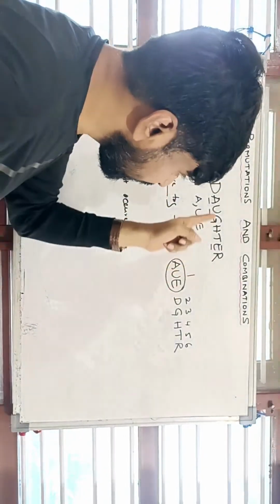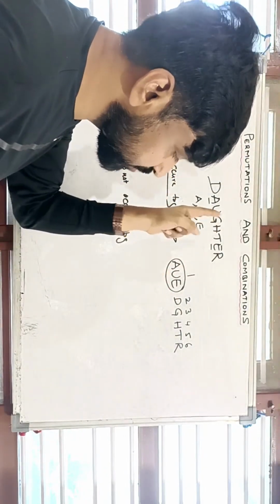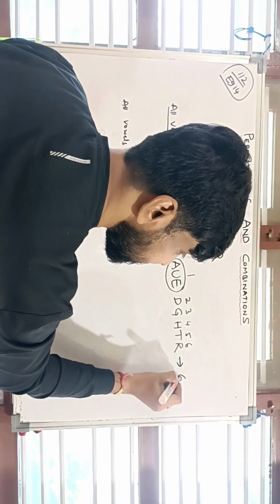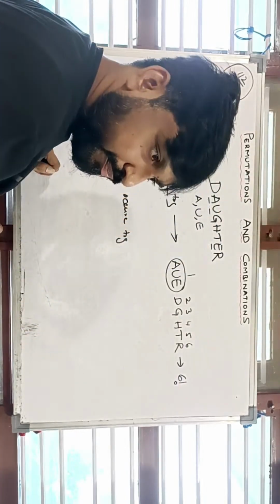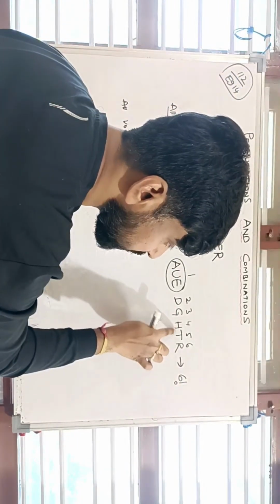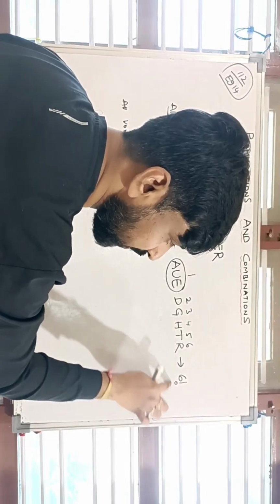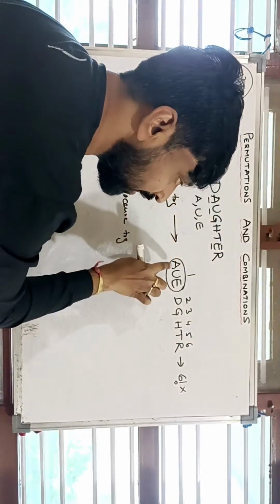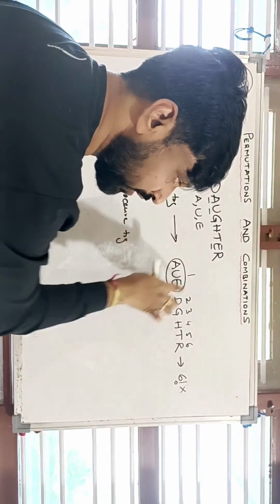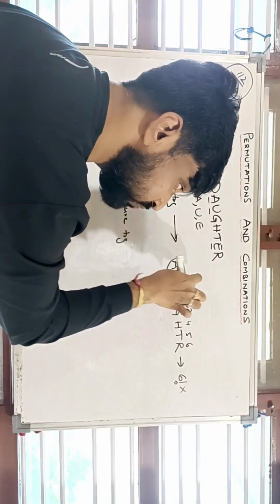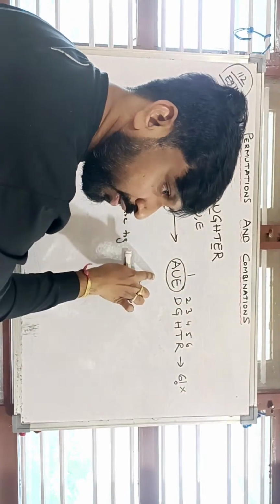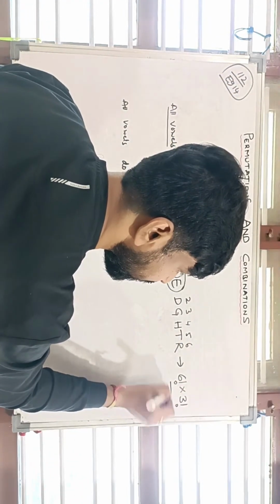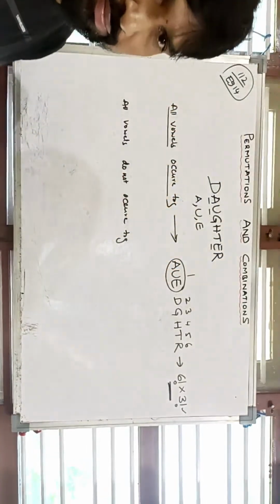Now this six-unit arrangement can be arranged in 6 factorial ways. And check, is there any repetition in this? No letter is repeated, so there is no denominator factorial. The letters A, U, E we are calling one unit. How many letters are in this one unit? 3 letters can be arranged in 3 factorial ways. This is your answer. Very simple.